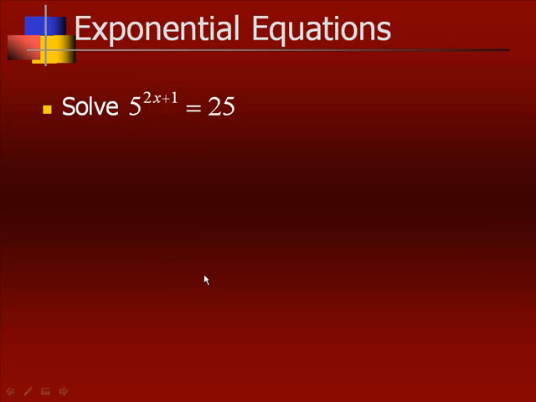5 to the 2x plus 1 equals 25. How would we solve that exponential equation? Well, 25 can be written as 5 squared. So if we have the same bases on both sides, that means the exponents must also be the same. So if we subtract 1, we get 2x is 1. Dividing by 2 gives us x has to be equal to 1/2.